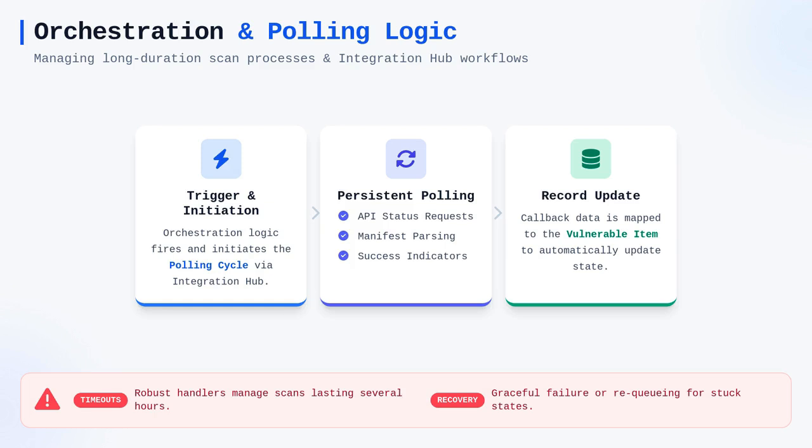Because these scans can sometimes take hours, depending on the complexity of the asset and the network segment, we must implement robust timeout handlers. If a scan job exceeds the expected window, the system must be capable of failing gracefully or requeuing the task, ensuring that stuck verification states are automatically cleared after a defined period of inactivity. Effective integration requires a deep understanding of these callback mechanics, as the data returned from the scanner must be correctly mapped to the record state in order to update the vulnerable item automatically.